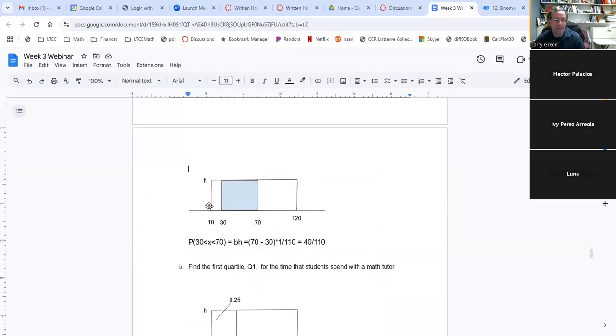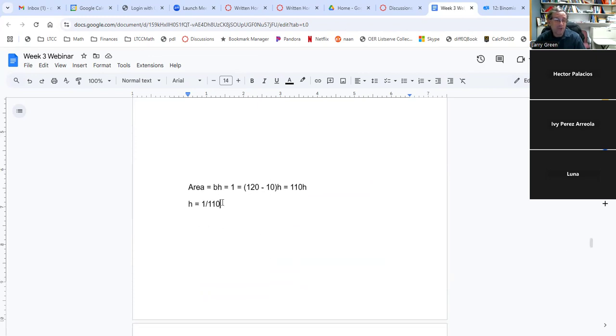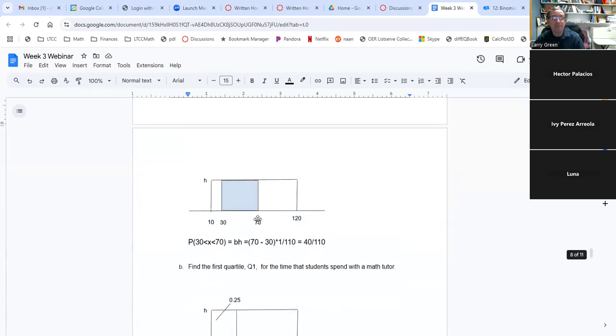So here's the rectangle now, and I'm going to go between 30 and 70. The probability of it being between 30 and 70 is the area of this rectangle. The area is the base times the height. So the probability that x is between 30 and 70 is base times height. The base is 70 minus 30. The height we just found was 1 over 110. So times 1 over 110. 70 minus 30 is 40, and you get 40 over 110.